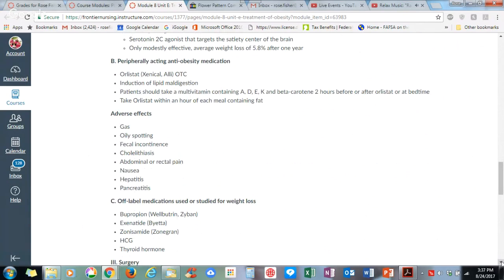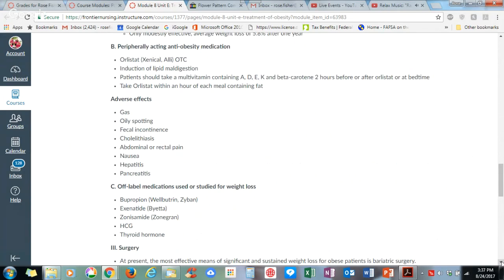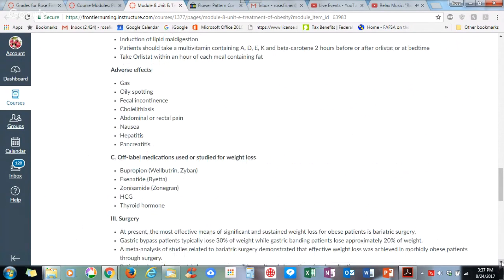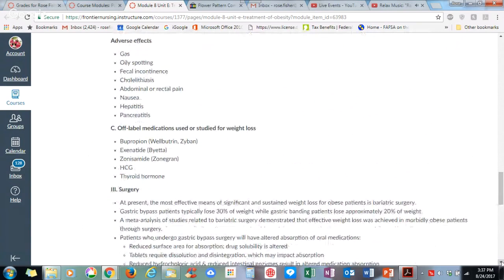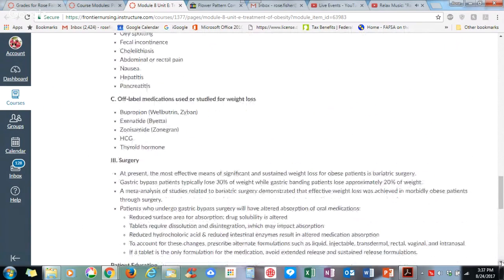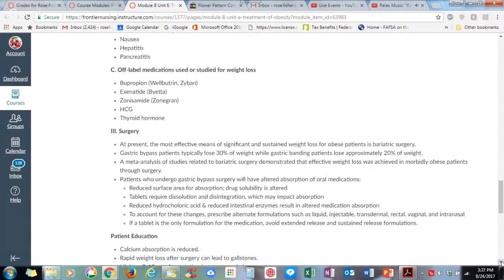Peripherally acting anti-obesity medications such as orlistat, Xenical, Alli, are over-the-counter. They induce lipid maldigestion. Patients should take a multivitamin containing A, D, E, and K and beta-carotene 2 hours before or after orlistat or at bedtime. Take orlistat within an hour of each meal containing fat. Adverse effects: gas, oily spotting, fecal incontinence, cholelithiasis, abdominal or rectal pain, nausea, hepatitis, pancreatitis. Off-label meds used or studied for weight loss: bupropion, Wellbutrin, Zyban, exenatide or Byetta, zonisamide or Zonegran, HCG, thyroid hormone.